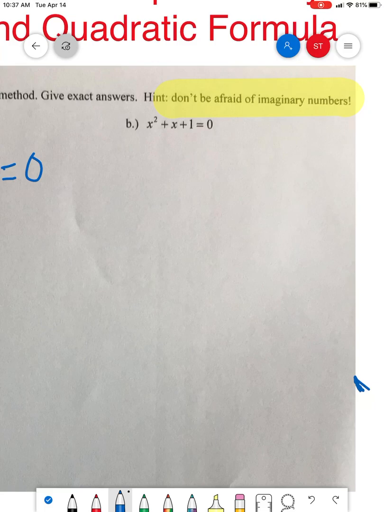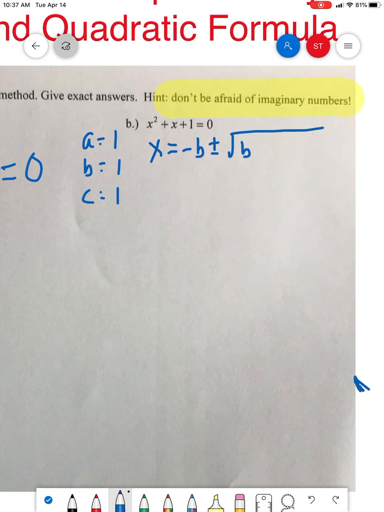So, let's do the quadratic formula. You've got to list your A, B, C values. A is 1, B is 1, C is 1. That's interesting. I recommend you start by writing down the quadratic formula every single time, which is negative b plus or minus the square root of b squared minus 4ac, all over 2a.